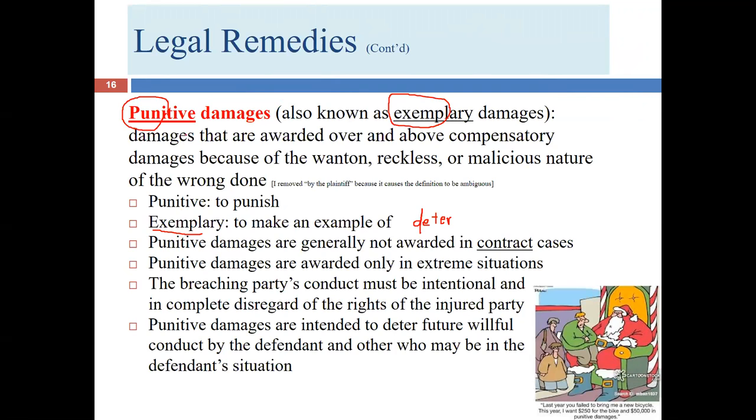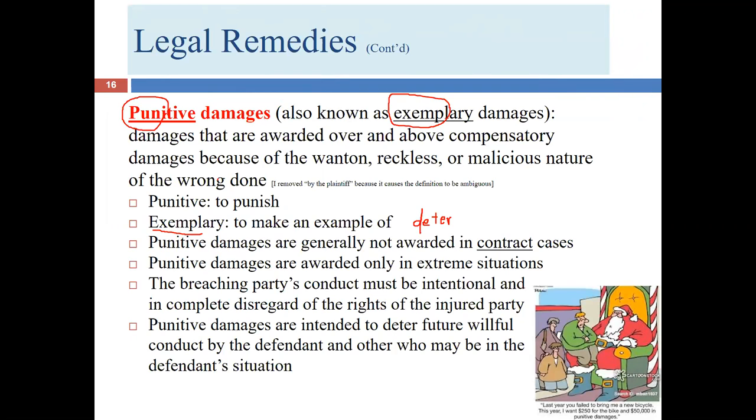Okay, so what are punitive damages, which we can also call exemplary damages? Well, they're damages that are awarded over and above compensatory damages because of the wanton, reckless, or malicious nature of the wrong done. Okay, now I spent a long time talking about punitive damages and exemplary damages, but the reality is they're not such a big deal, at least not in this course, because it's very, very rare that a court will award punitive damages in a contract case. I would say pretty much, you know, never. But they are an important category of damages in other types of cases, most notably tort cases.